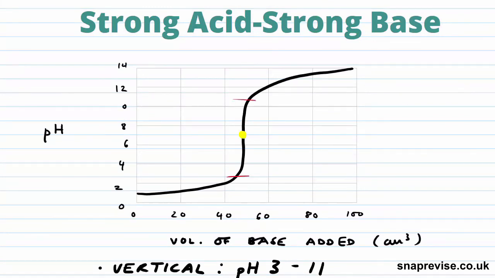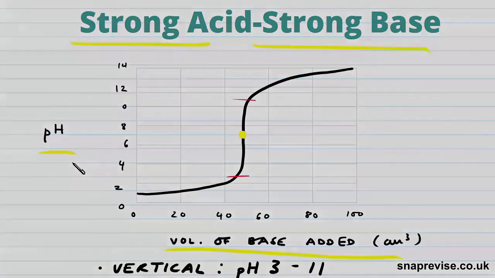So the graph we're looking at here is what we call a titration curve. In this instance, we're looking at titrations between a strong acid and a strong base. We're going to have a look at a number of titration curves, and each have their own unique and special features. So you can see on the x-axis, we have the volume of base added in centimetres cubed, and we have the pH on the y-axis.